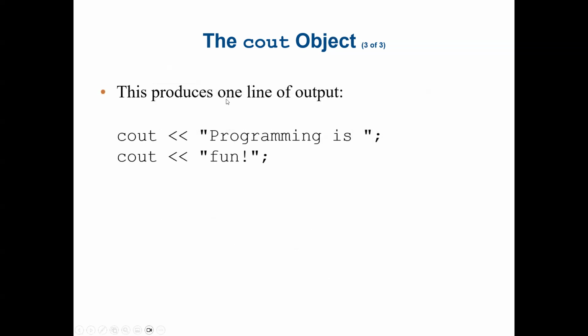Now, this produces 1 line of output. So here we have cout program is, then another cout fun. And previously we have the programming is fun in 1 line. We can separate it, but this also will print only 1 line. It will be program is fun in 1 line. So it's the same as using only cout and having the fun at the end here.